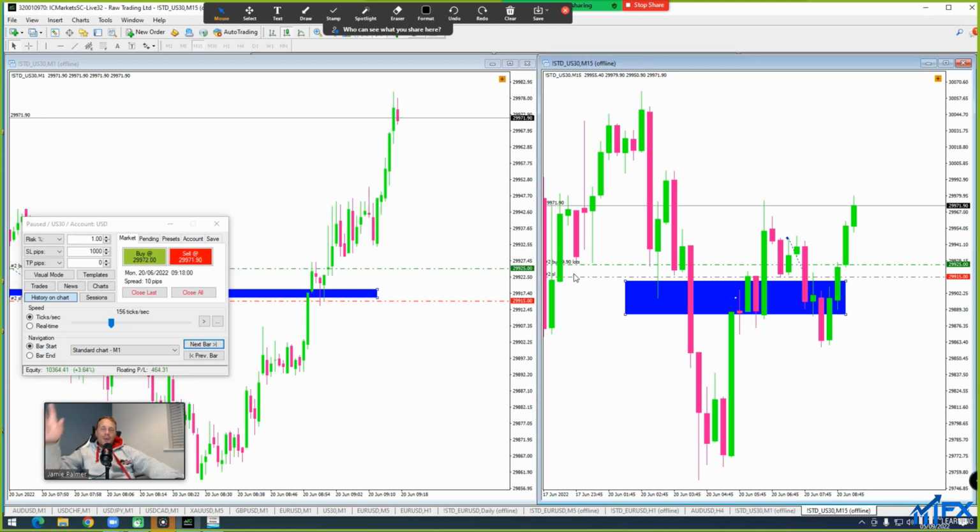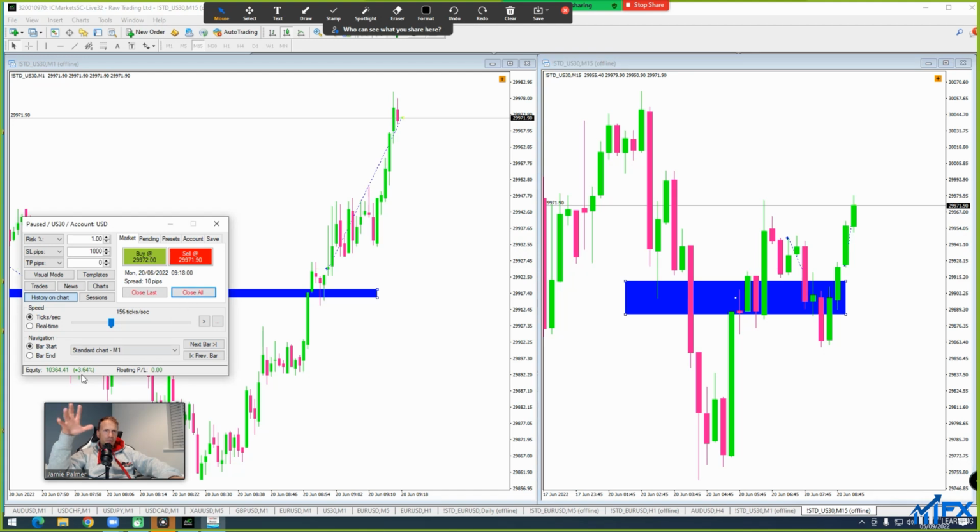Yes. Now, this is where I'm going to close this trade off. So I'm going to close this trade off now. We made a nice little 3.64% gain. So it's good, you see, 1% risk, nearly 4% gain.